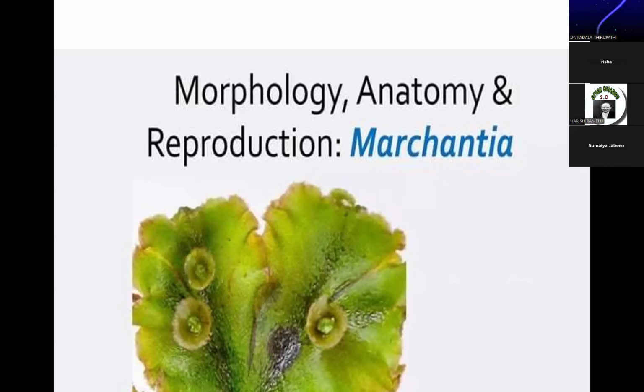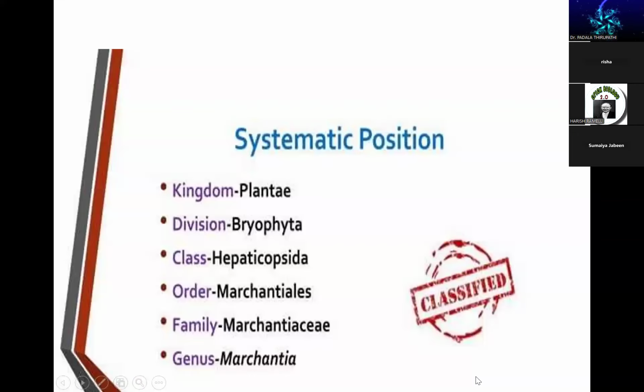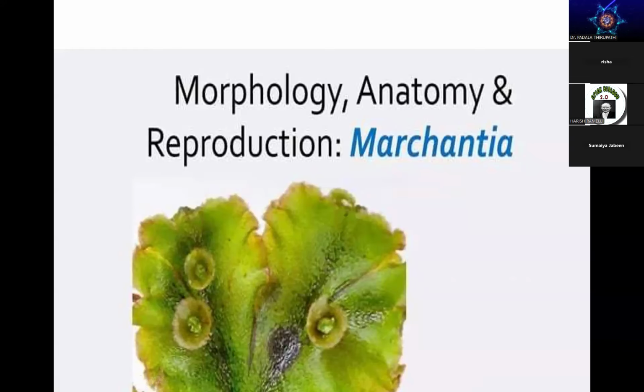So first of all, what is Hepaticopsida? Yesterday we discussed that hepatic means liver, liverworts. Hepatic means liver lobe-like structures are present in the thallus of bryophytes. Such bryophytes are included under Hepaticopsida. Under Hepaticopsida, Riccia and Marchantia are the examples. But today we are going to study about Marchantia.